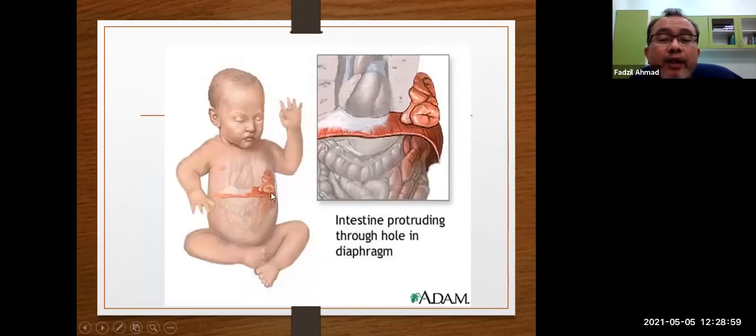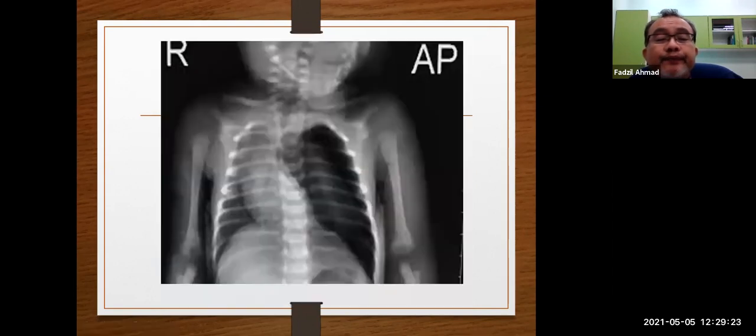Sometimes what happens is that we don't diagnose early. We diagnose it accidentally when we do the X-ray, because we found there is bowel air, since it is only a very small amount of intestine. They can come after a few years of life.